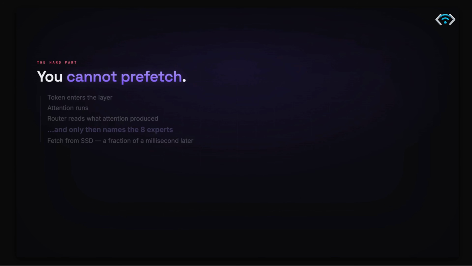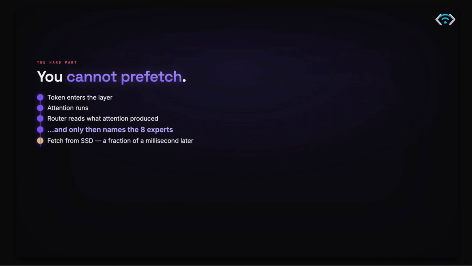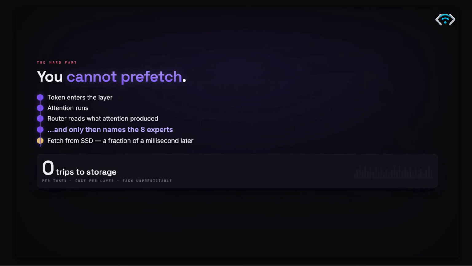The hard part, and it's a genuinely nasty problem. Here's what makes this difficult, and I think it's the most interesting engineering problem in the whole project. You cannot prefetch. Think about the sequence. A token enters a layer, attention runs. The router looks at what attention produced and then names the 8 experts it wants, which means you cannot know which weights you need until you've already done half the work of that layer.